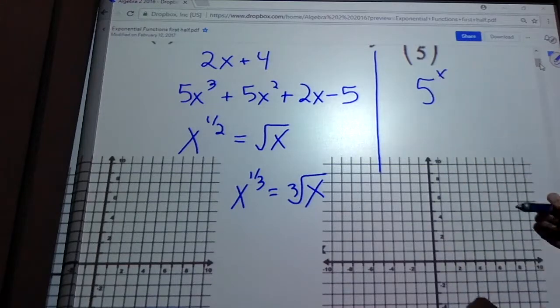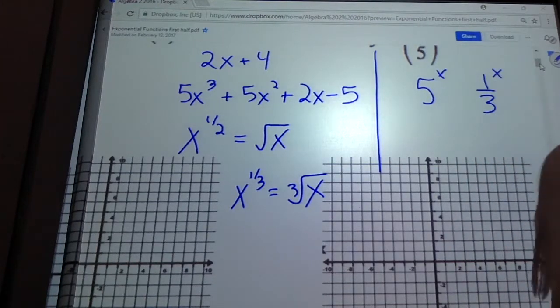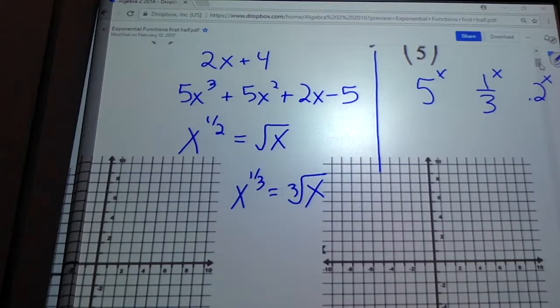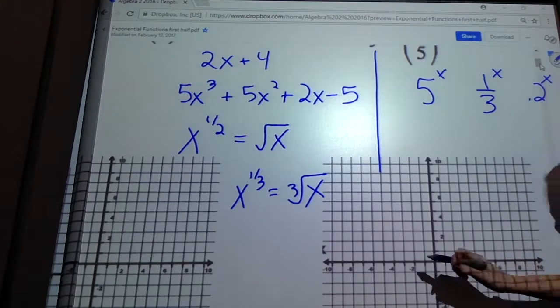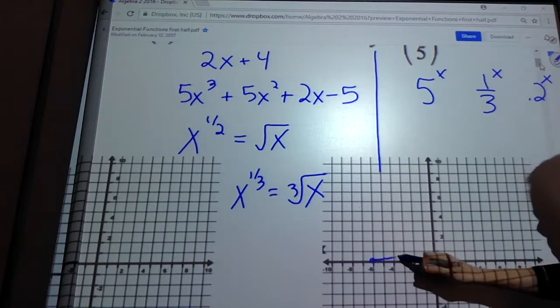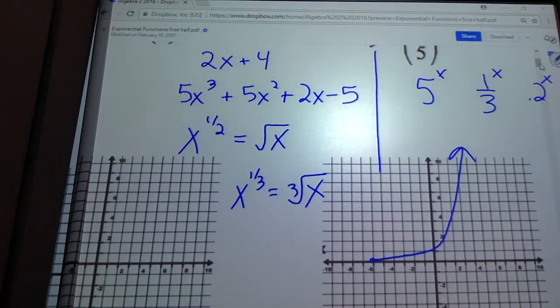5 to the x power. I'm going to have 1/3 to the x power. I could have 0.2 to the x power. Those are all exponential functions. And what exponential functions look like is it kind of rides along the x-axis here, slowly increasing, and then all of a sudden it's going to blow up.